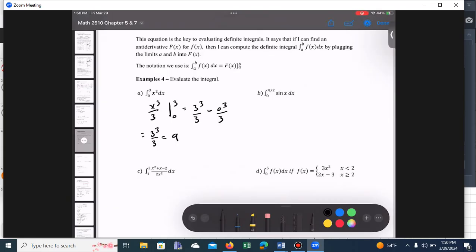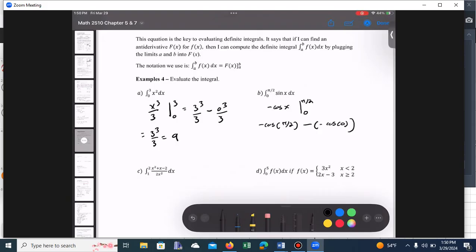Next one, integral from 0 to pi over 2 of sine of x dx. So we're going to do the antiderivative, which would be negative cosine of x, and evaluate that from 0 to pi over 2. And so we're doing negative cosine of pi over 2 minus a negative cosine of 0.